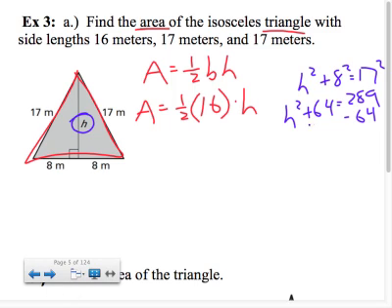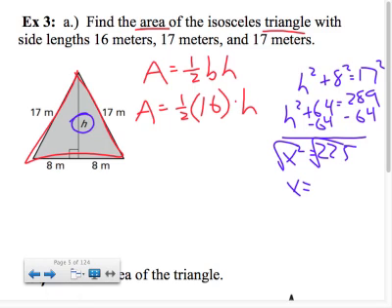Subtract 64 from both sides. So h squared equals 289 minus 64, which is 225. And then we take the square root of both sides. So the height here is 15. h is 15. So now I've got to go back to the big picture.